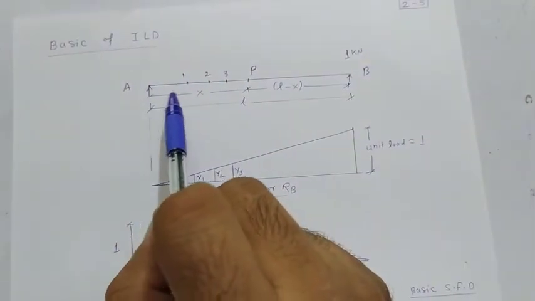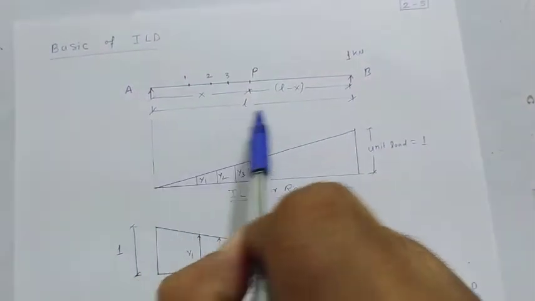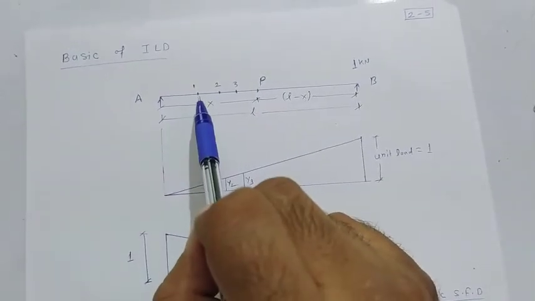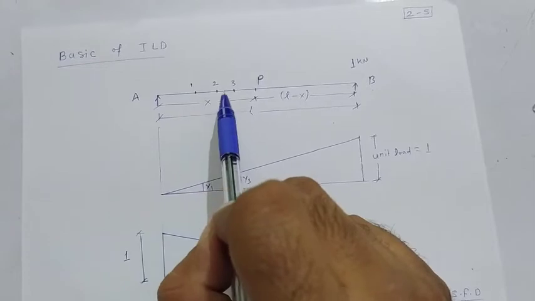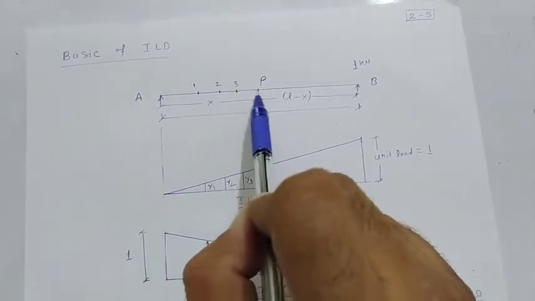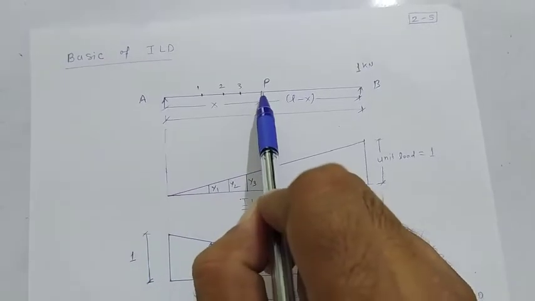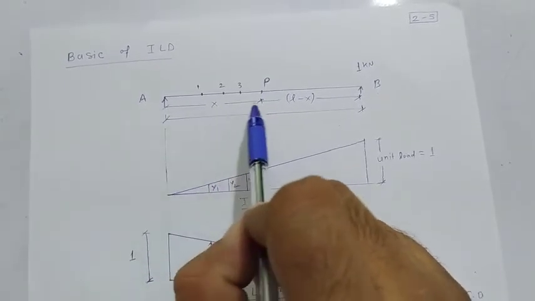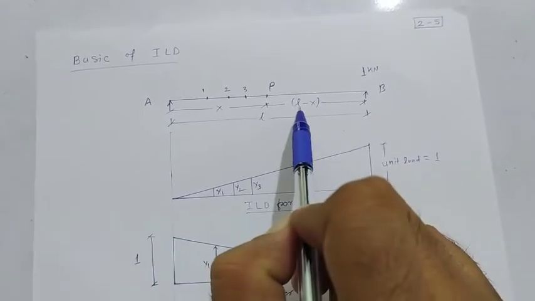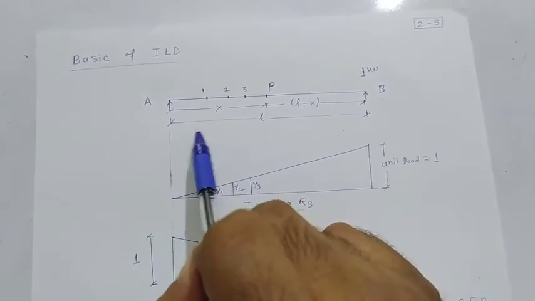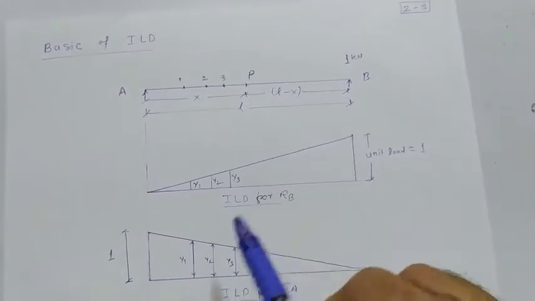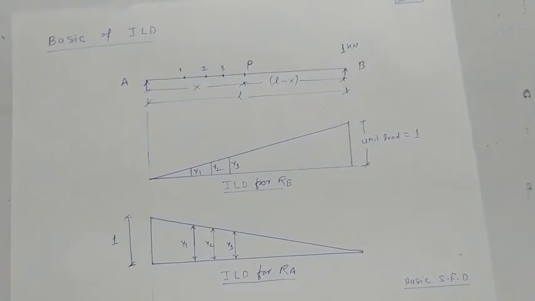Okay. If I draw a simply supported beam of span L, the beam is AB, there are 4 points, point number 1, point number 2, point number 3 and point number 4. I just randomly mark these 4 points. So, point P is at distance X from support A, and from support B it is L minus X, because the total span is L. Okay. So, I want to find out the support reactions.